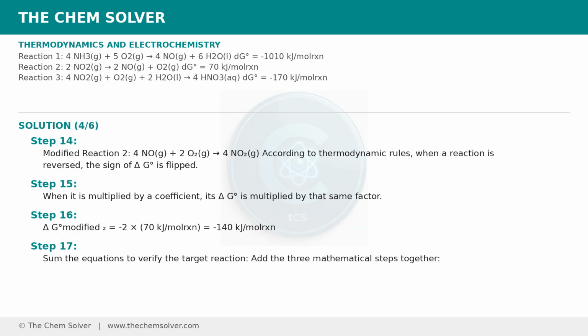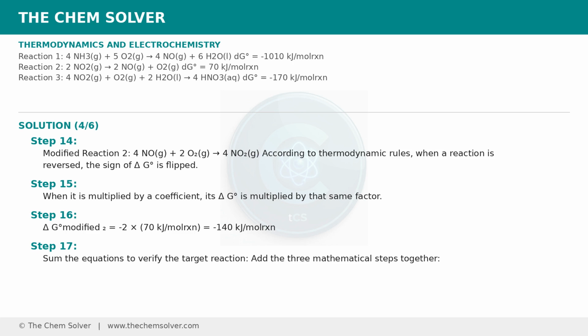Modified reaction 2: 4NO + 2O2 gives 4NO2. According to thermodynamic rules, when a reaction is reversed, the sign of ΔG° is flipped. When it is multiplied by a coefficient, its ΔG° is multiplied by that same factor. ΔG° modified 2 is equal to minus 2 times 70 kilojoules per mole of reaction, which equals minus 140 kilojoules per mole of reaction.